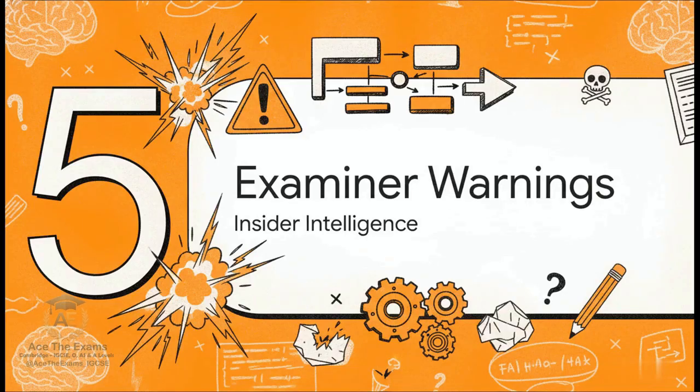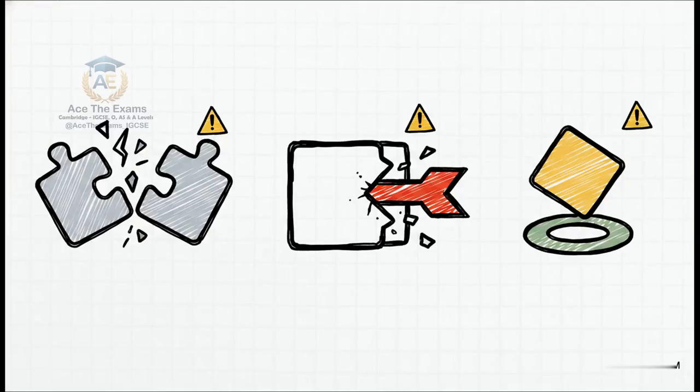Which brings us to our final section, Section 5, Top Examiner Warnings, the Insider Intelligence. Listen up, because these are the top 3 most common pitfalls pulled straight from the examiner reports. This is where dreams of an A-star go to die. Number 1, using the wrong formula or algorithm entirely for the context given. You can't just memorize a sorting algorithm and force it into a question that just wants a simple running total.